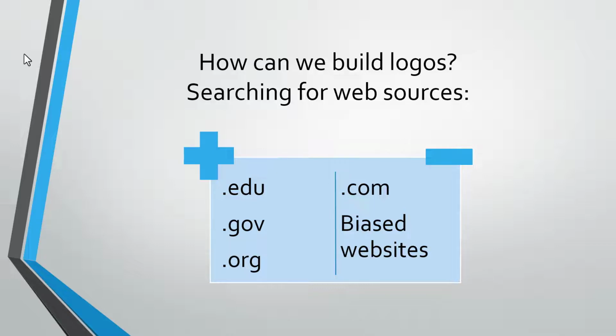Once we get to the negative ones, we're talking about .com sources. .com stands for commercial. This is a site that is trying to sell you something. So they can say whatever they want on their website, whether it's true or not, to make sure that you buy their product. We also want to avoid websites with clear biases, such as PETA, People for the Ethical Treatment of Animals, or the NRA, National Rifle Association. Both of those have strong political biases, and we want to avoid those biases in your writing.